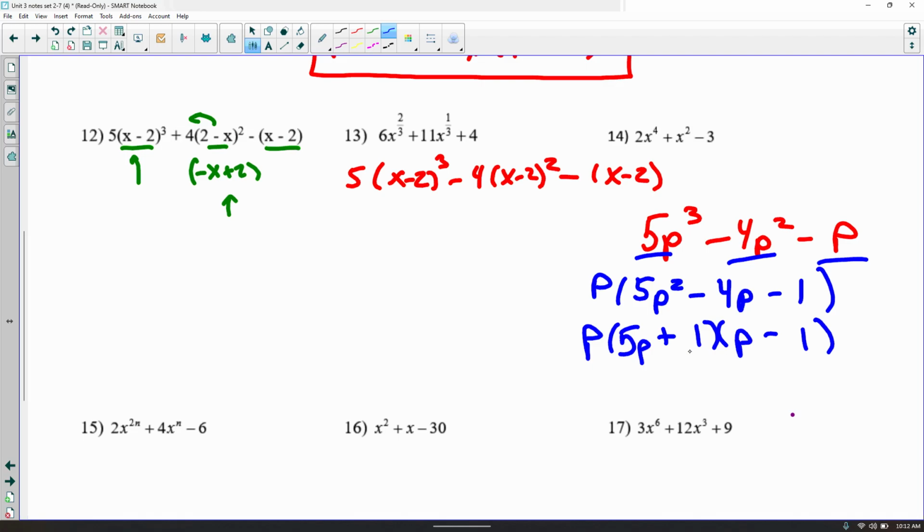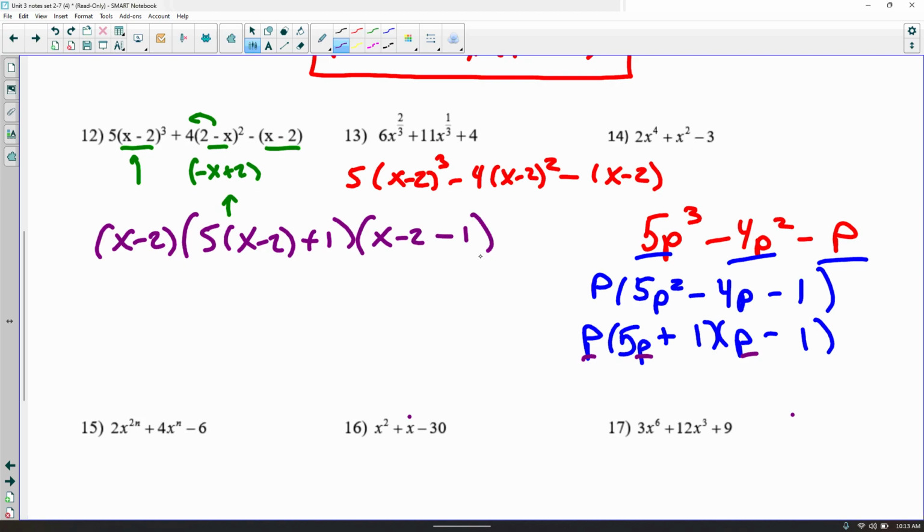Now, my p's in this case are not p's. They're really x - 2s. So I'm going to change all of these to x - 2s. So I'm going to rewrite this as an (x - 2) parentheses. Then (5 times (x - 2) + 1), close my parentheses, open. Then I have an x minus 2 minus 1.